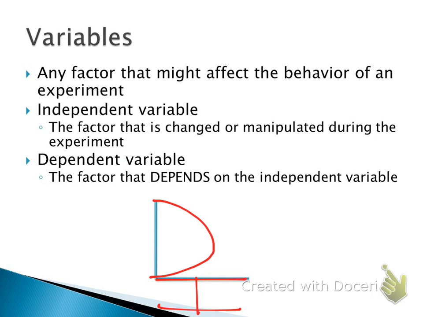I'll show that again. The dependent variable sits on the y-axis. The independent variable sits on the x-axis. So whatever we are controlling should always go on the x-axis. The other thing is going to be varying on the y-axis.